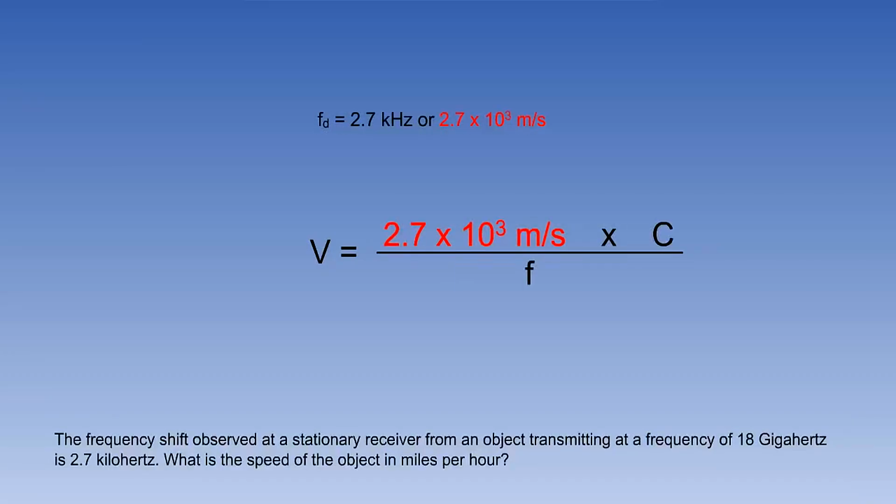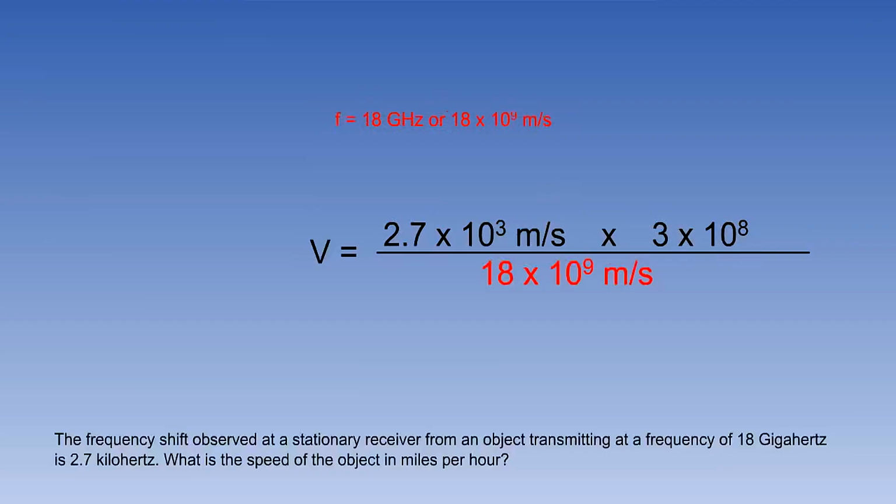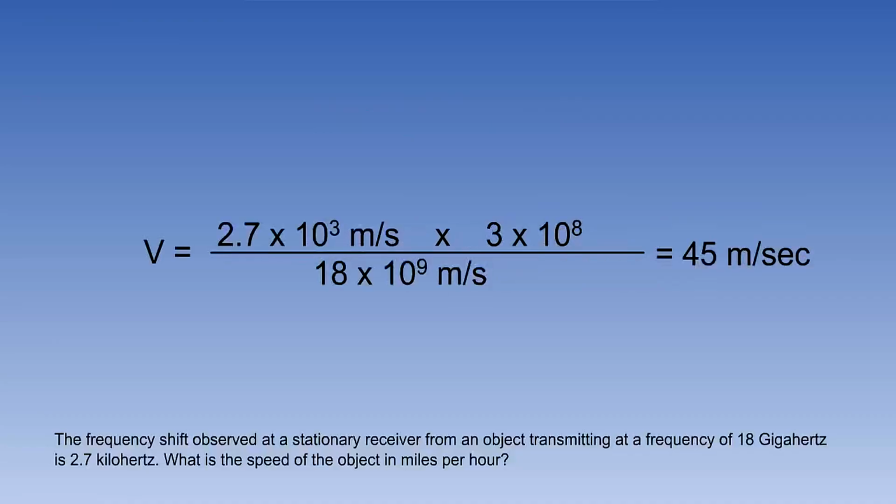We are given fd as 2.7 kHz, which is written as 2.7 times 10 cubed. c is 3 times 10 to the 8th. The transmitter frequency is given as 18 GHz, written as 18 times 10 to the power of 9. Put this all together, and the answer is 45 meters per second.